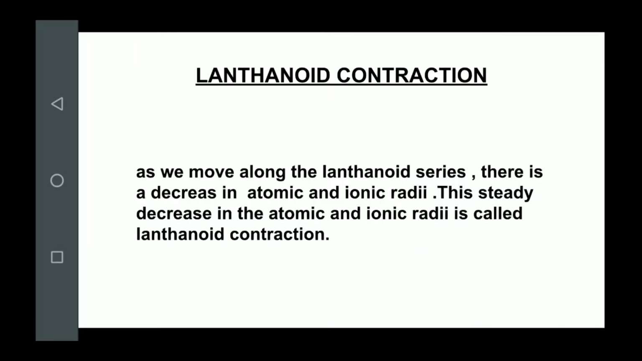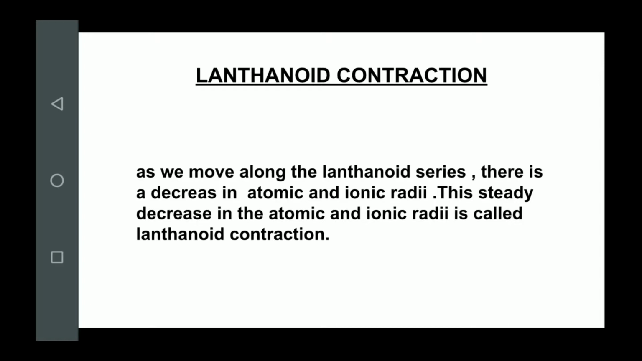Now it is a very important topic, lanthanoid contraction. What is meant by lanthanoid contraction? As we move along the lanthanoid series from cerium to lutetium, there is a decrease in atomic and ionic radii. This decrease in the atomic and ionic radii is called lanthanoid contraction. Now this decrease in atomic and ionic radii is quite small and is less than the expected values. So this decrease is quite steady, gradual and small.